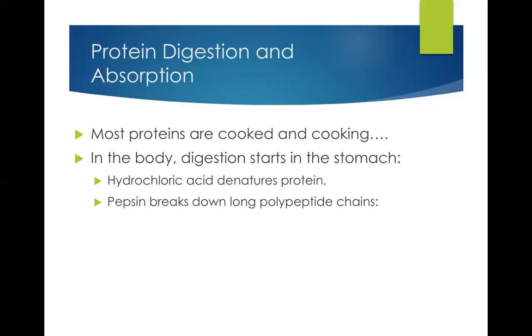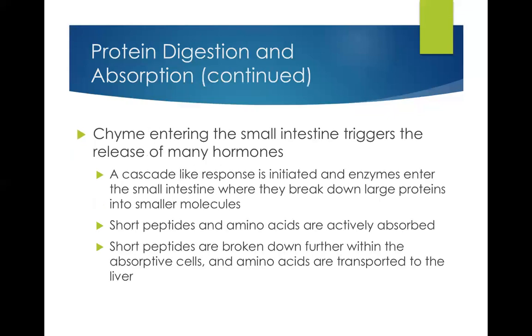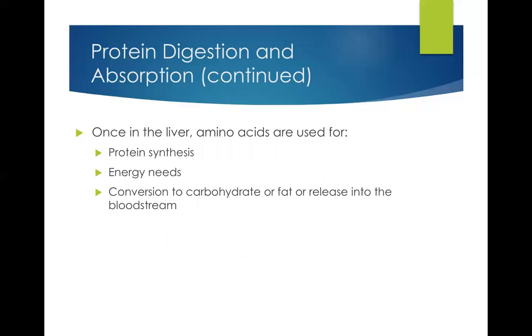After the stomach, the protein mixed with the chyme will enter the small intestine, and this will trigger the release of hormones. One of the hormones is CCK, or cholecystokinin, which causes the pancreas to secrete proteases such as trypsin and trypsinogen, and these further will break down proteins. Once proteins are broken down, they can be absorbed through the intestinal cells and transported via the portal vein to the liver. And in the liver, they can be used for protein synthesis or energy needs.